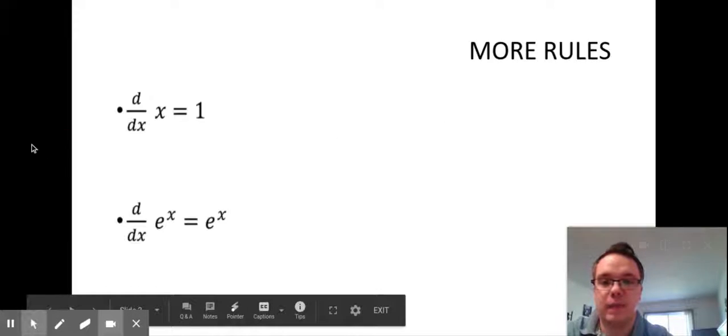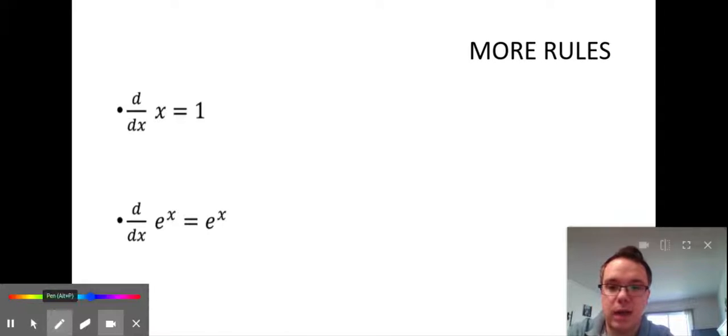So our new rules for the day are: the derivative of x equals 1. Yesterday, when we were taking the derivative, we were bringing down that 1, making it x to the 0 and changing it to 1. Now we can go straight to the 1. And the derivative of e to the x is e to the x. The other thing that's new is d over dx means to take the derivative, just like putting that little dash.